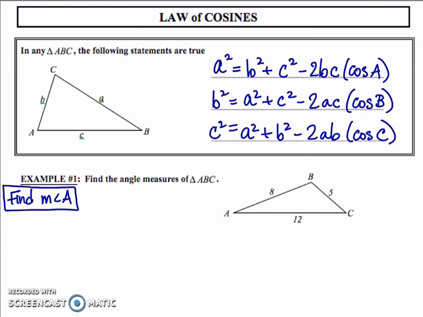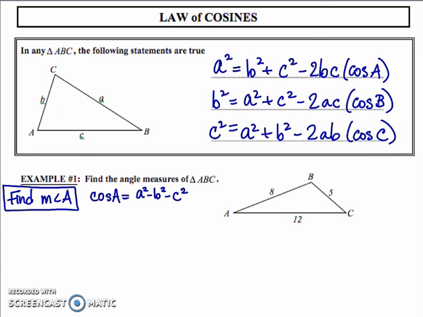Okay? So if we want to start by finding the measure of angle A, the first thing we're going to do is rewrite the equation so that it is cosine A equals. If we want to isolate that cosine A, we subtract the b squared and the c squared over to the other side of the equal sign. So we would have cosine A is equal to a squared minus b squared minus c squared. That would all be in the numerator.